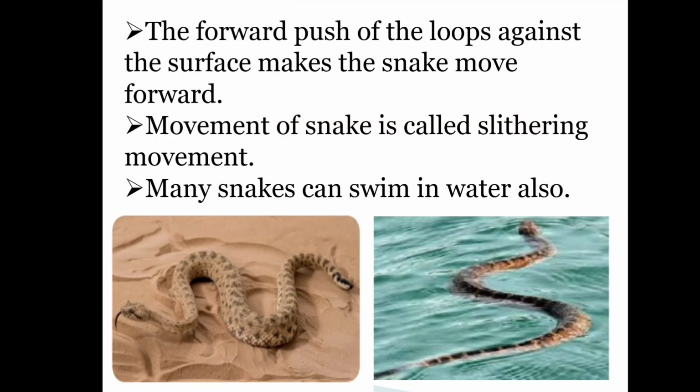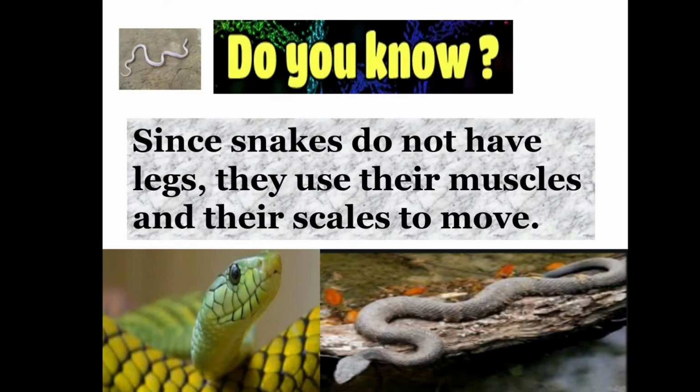The forward push of the loops against the surface makes the snake move forward. Movement of snake is called slithering movement. Many snakes can swim in water also. The meaning of slithering is moving smoothly over a surface with a twisting or oscillating motion. Do you know, since snakes do not have legs, they use their muscles and their scales to move.